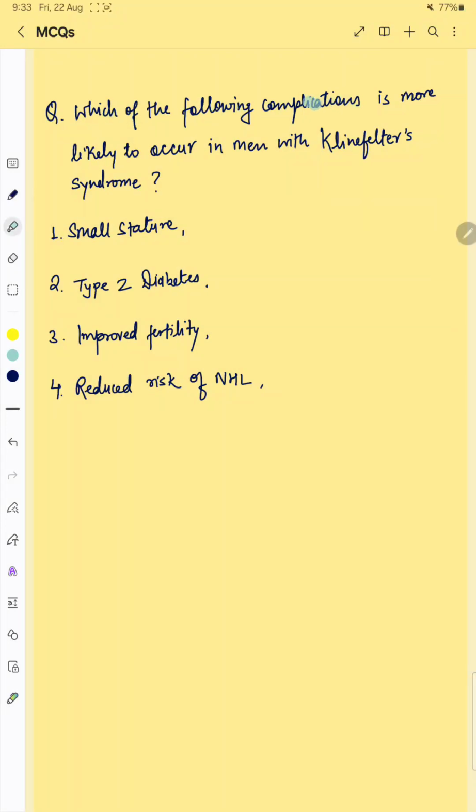Which of the following complications is more likely to occur in a man with Klinefelter syndrome? Small stature, type 2 diabetes, improved fertility, or reduced risk of non-Hodgkin lymphoma.